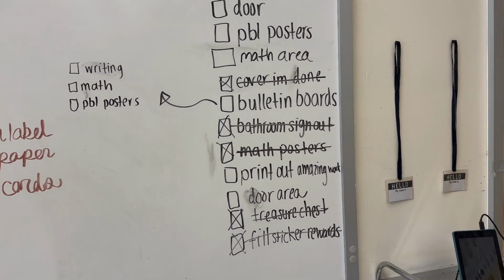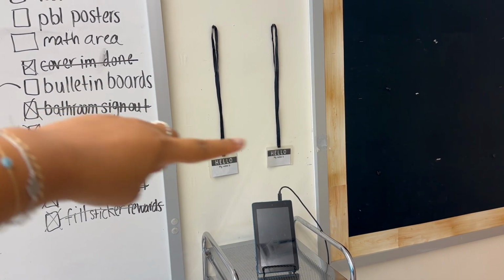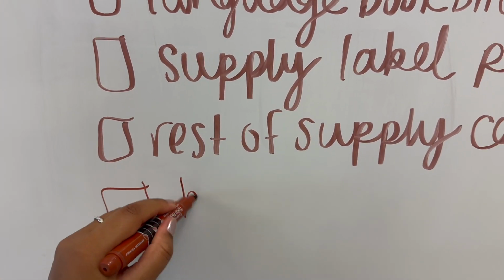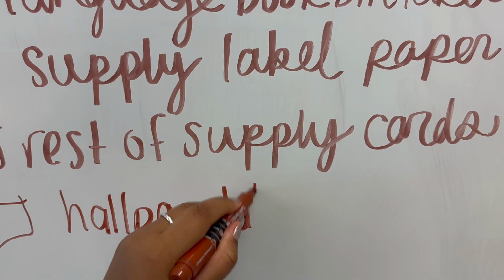So yeah, let's go. Oh, and I also forgot to say I put up the bathroom, and I have to make labels for the hall passes. So I actually have to write that there. Let's write it together. Hall pass labels.